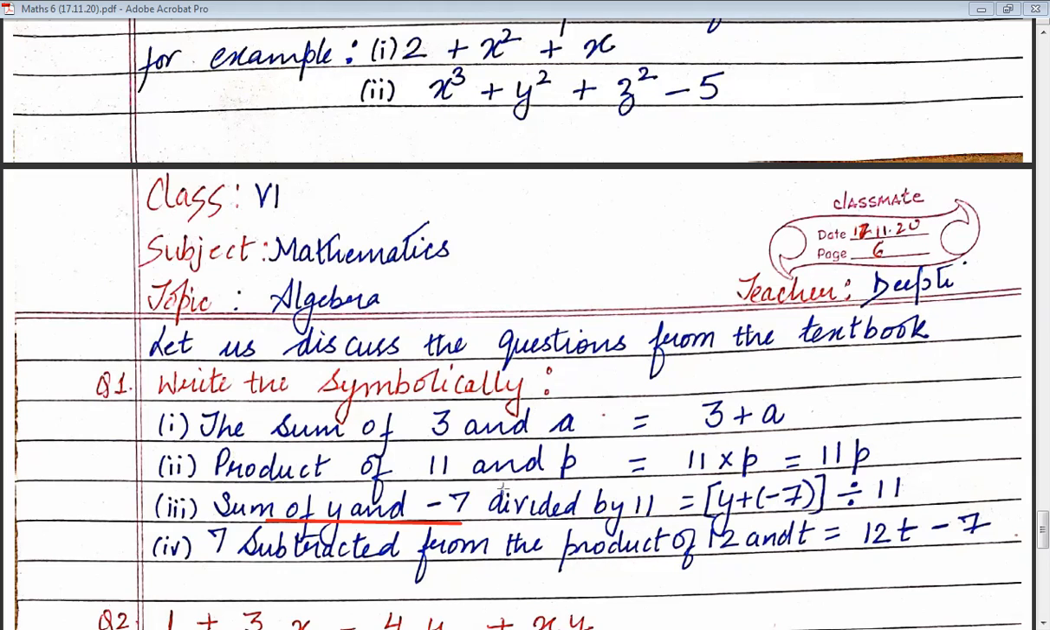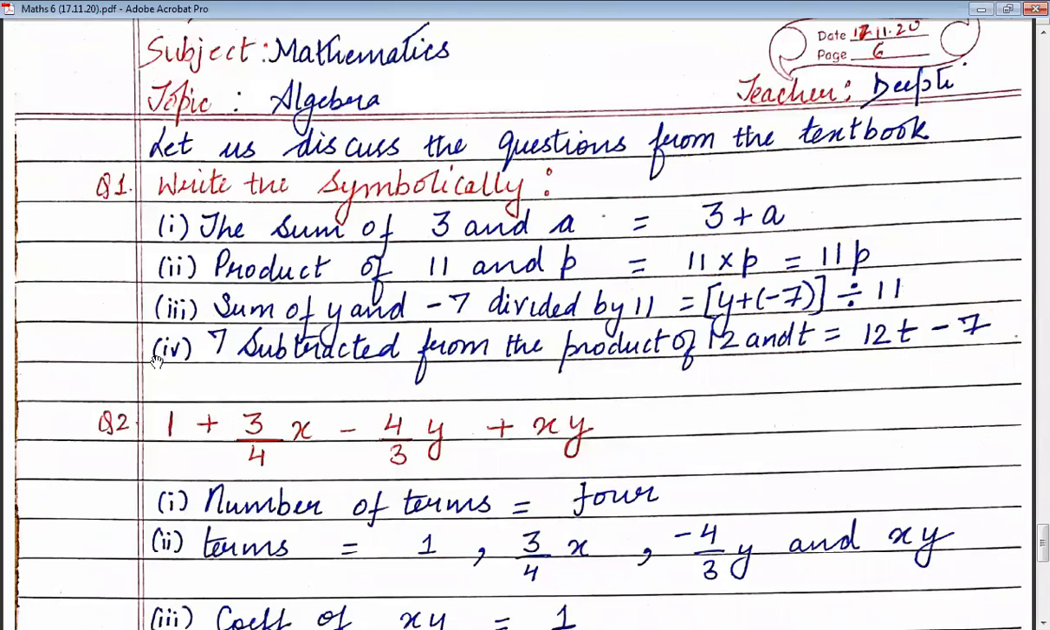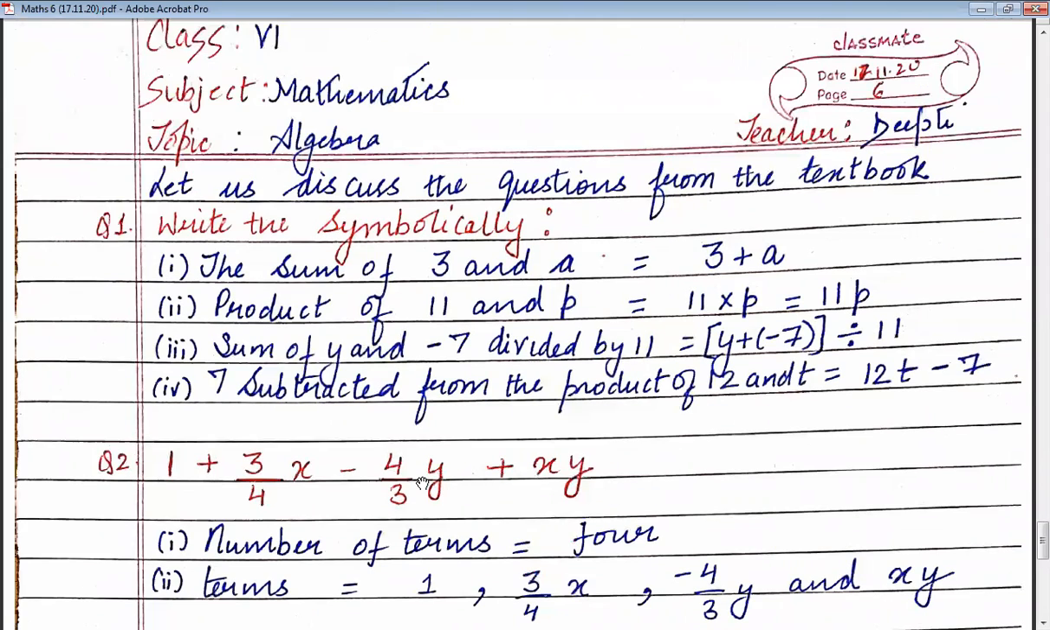Now next one, 7 subtracted from the product of 12 and t. So it means first you have to find the product. Product of 12 and t means 12t. And then subtract. So your answer is 12t minus 7. So you can say that 7 is subtracted from 12t.